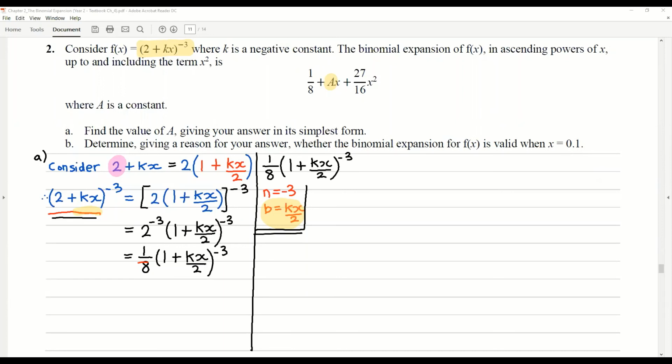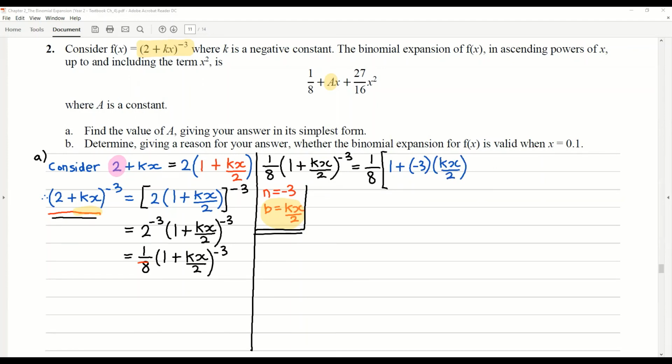Okay, so let's carry on with the expansion. So first thing, we're going to have to write 1/8. And then we're going to open big square brackets. Now, we're only interested in up to and including the x squared term. So that will save us a bit of work. So let's do the expansion now. So it's going to be 1 plus n times b. So that's going to be -3 multiplied by b, which is kx over 2.